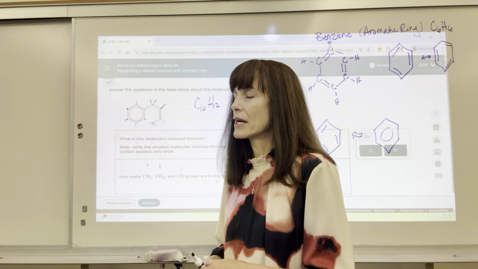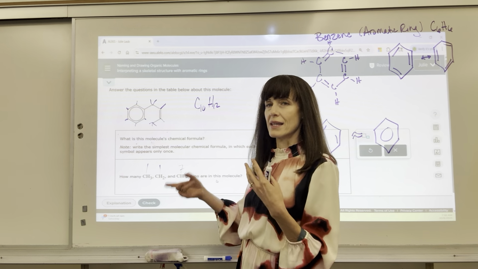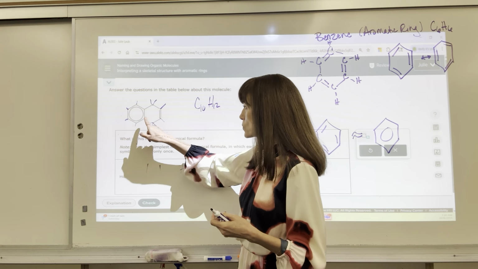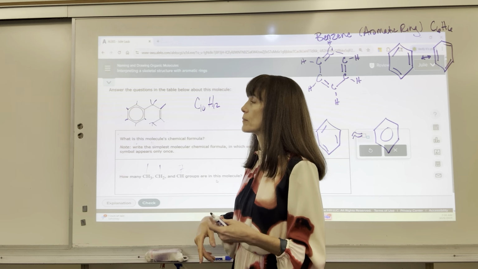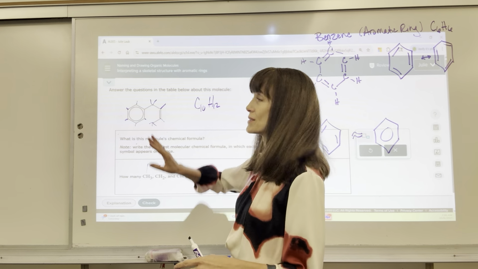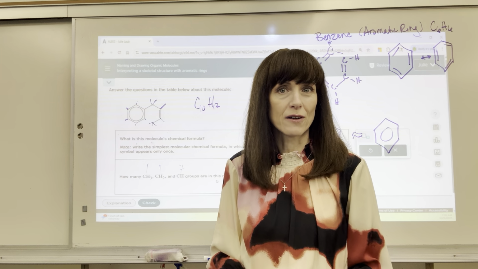Once you do this several times, though, you'll get the hang of it that there's 1 hydrogen on each carbon as long as that carbon isn't bonded to anything else in the aromatic ring.